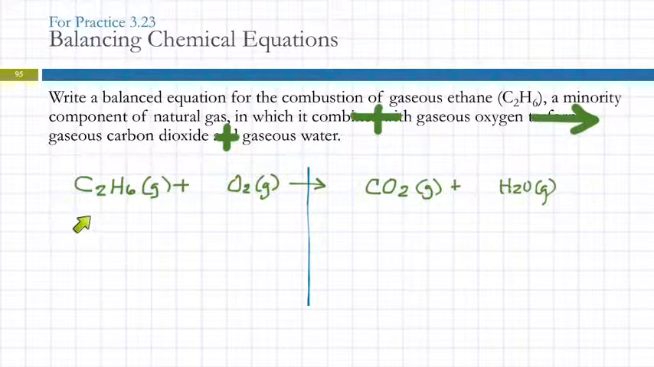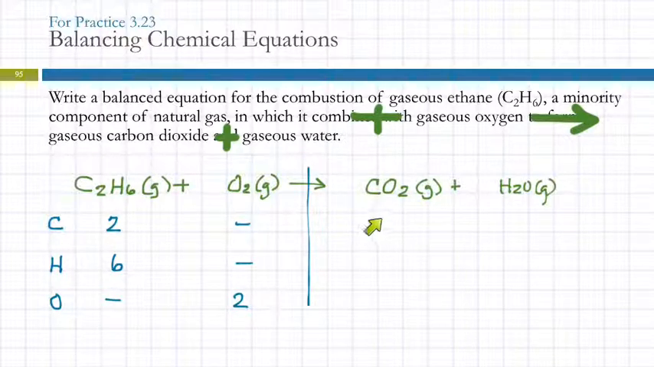So I look at what kinds of elements I have. I've got carbon, I've got hydrogen, and I've got oxygen. And then I'm going to look at each of these compounds and identify how many atoms of that element are in there. So C2H6, how many carbon atoms? 2. How many hydrogen atoms? 6. And how many oxygens? In C2H6? None. So just nothing. And then the O2. Well, there's no carbon, no hydrogen, and 2 oxygens.